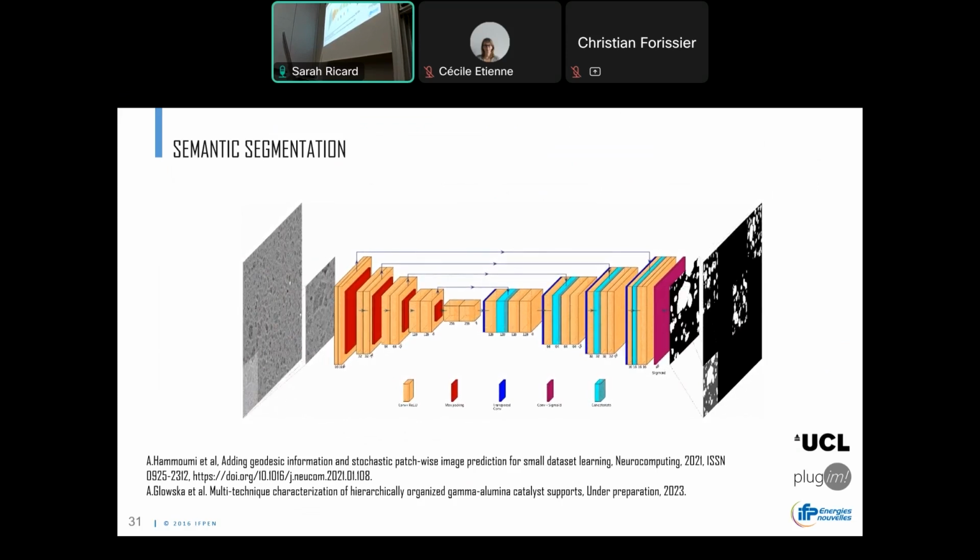It's some work from my colleague from IFPEN and former PhD student Adam Amoumi, and also Alexandra Glowska, with the collaboration of UCL from London, where we provide the result inside also the Plug-in platform. I will come back to Plug-in later in the slides.